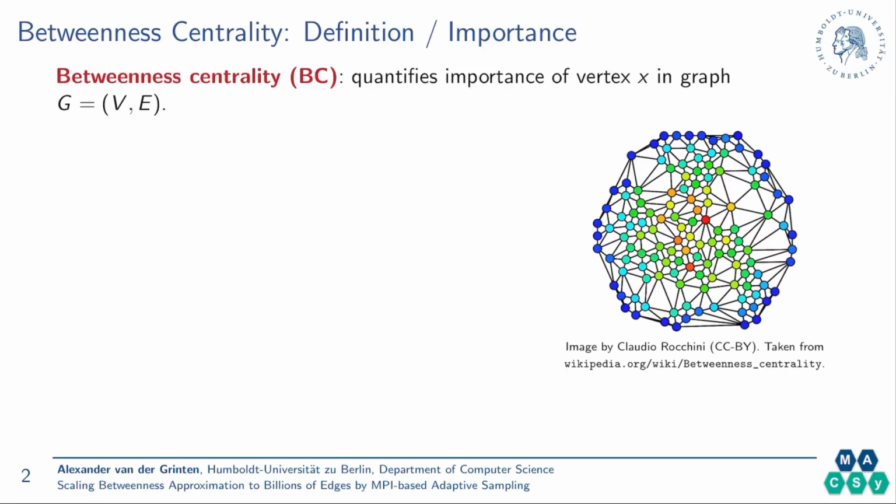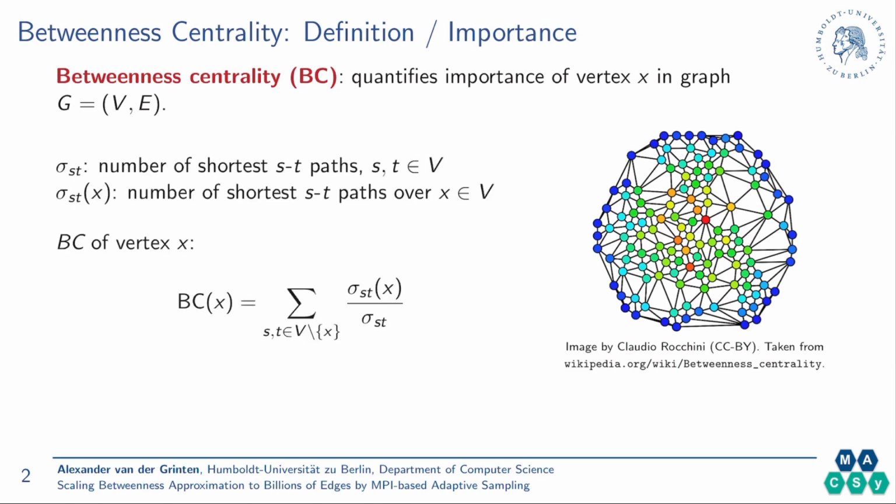We first discuss the definition of Betweenness Centrality. Betweenness quantifies the importance of a single vertex x in a graph G. It's defined by taking the number sigma_st(x), the number of shortest st paths that cross a vertex x, and dividing it by the number sigma_st, which is the number of all shortest st paths. When this fraction is summed up over all pairs s and t, it defines the betweenness value of the vertex x. And on the right, you see a graph colored by the betweenness values of the individual vertices.